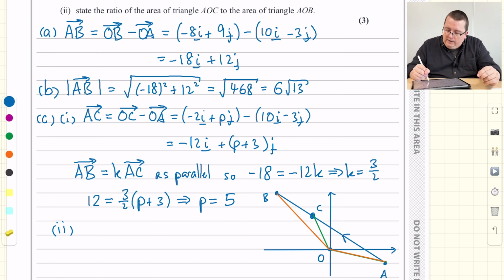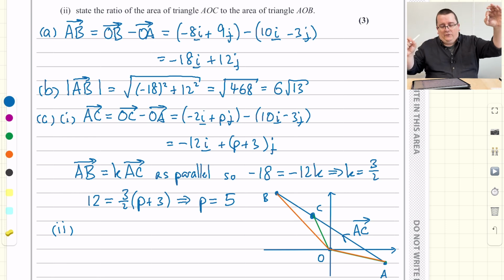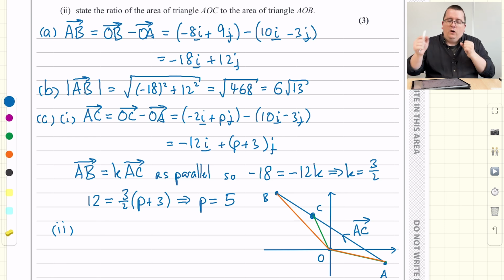So you've got AC here. AB is 3 halves times the length. So that means, because they'll both have the same perpendicular height, you're just stretching it along the axis. One will be 3 halves larger than the other. So triangle AOB is 3 halves times the area of AOC.